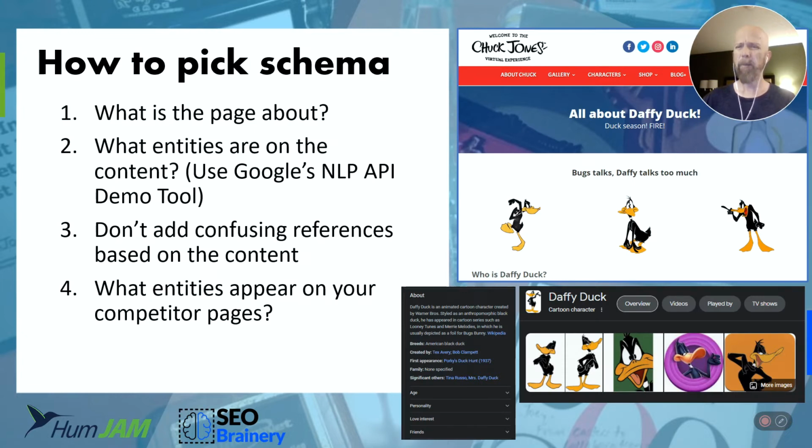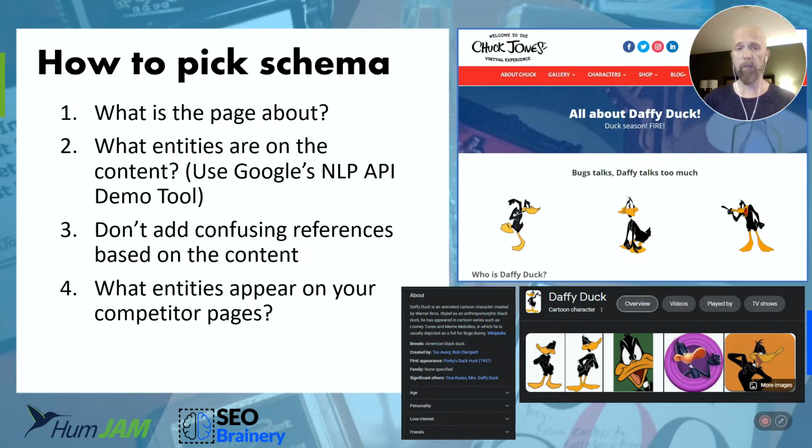So how to pick schema. What is the page about? This particular page, as you can see, is about Daffy Duck, a personality. And we want Daffy Duck, as you can see here in Google, to have a knowledge card and to have information show up automatically. That's why we want to identify everything about Daffy Duck, from the pictures to the data, because we also show up in questions asked about Daffy Duck. So what are the entities on the page? What is there about this page?